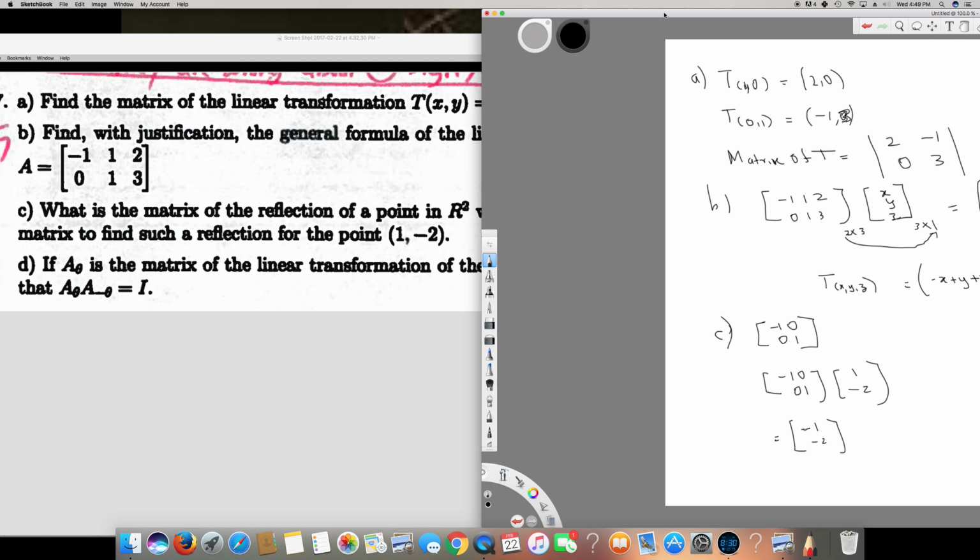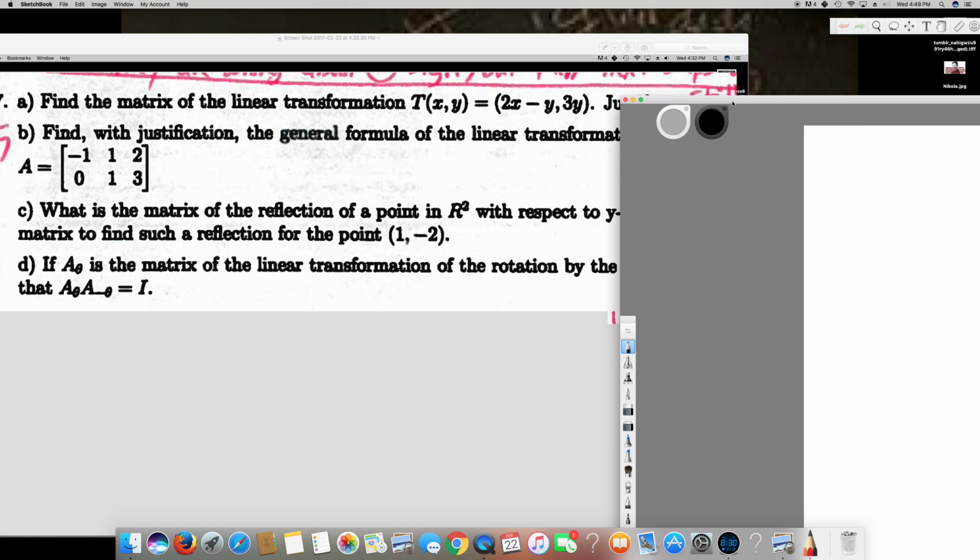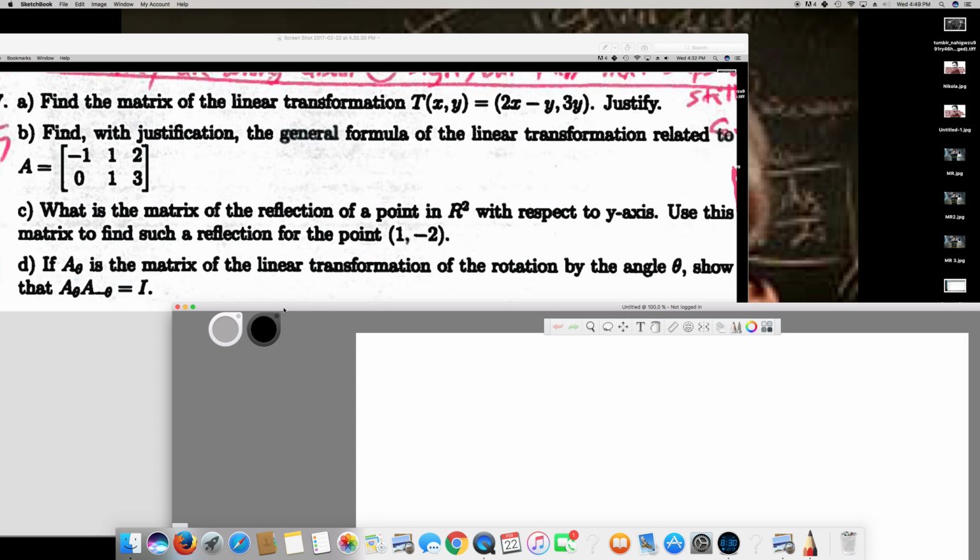And the D question is asking, this is a big question, so I erase this whole thing. They are asking: if A theta is the matrix of the linear transformation of the rotation by the angle theta, show that A theta times A minus theta equals the identity. So first of all, I have to know what is the matrix of A theta. Whenever they say A theta, they mean this one.